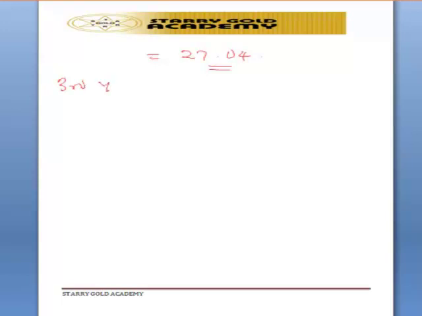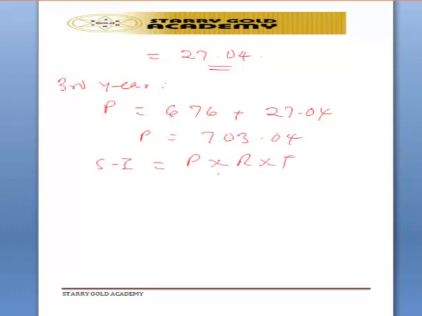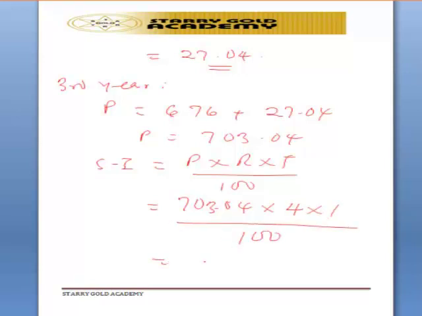So third year, my principal, don't forget, my P will give me what? 676 plus 27.04. So P is give us what? 703.04. So for that purpose, I can get my SI to be P times R times T over 100. That will be 703.04 times 4 times 1. All those ones are very constant, like I told us, over 100. This will give us 28.12. So this can take me to my fourth year.